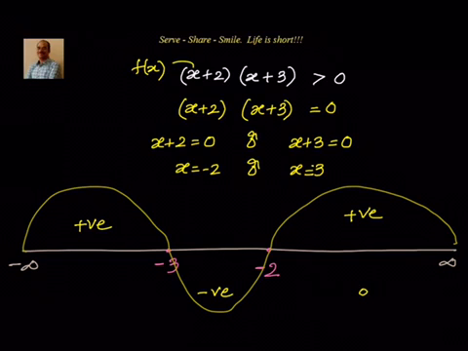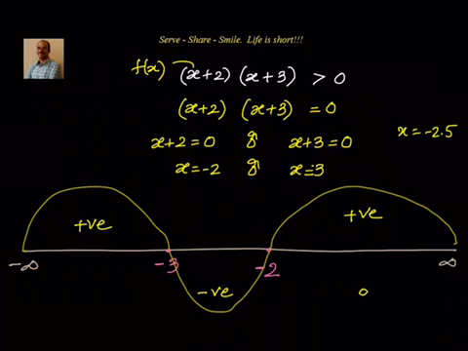Let us cross check whether this is perfectly correct or not. Suppose you take a value between minus 2 and minus 3. Let us say x equal to minus 2.5. Now let's go ahead and substitute that here. Minus 2.5 plus 2 equal to minus 0.5 and minus 2.5 plus 3 equal to 0.5. So this becomes minus into plus, which is nothing but negative. So it is not greater than 0.